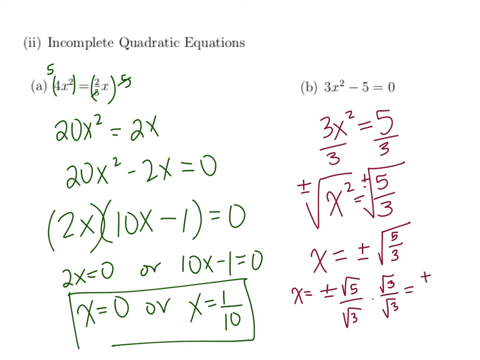This is going to equal plus or minus square root of 5 times square root of 3, which is the square root of 15, over root 3 times root 3, which is just 3. You might want to look at your radical again to see if you can break it down one more time. I cannot simplify this, so this is my answer.